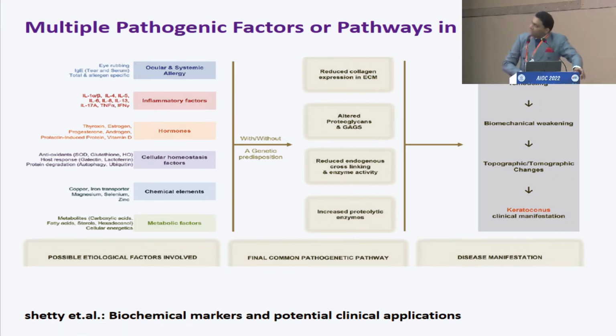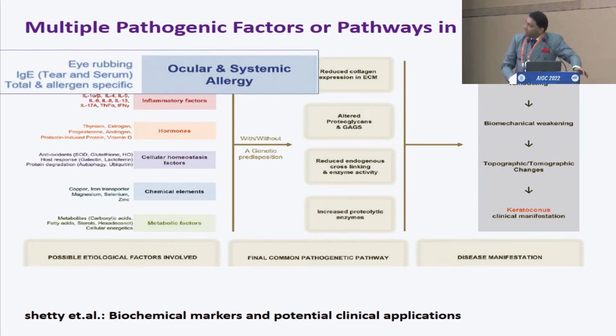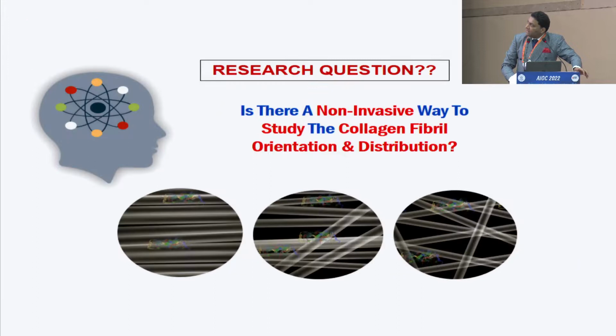And over time, we built a complete list of things, starting with inflammation, hormones, vitamin D, cellular homeostasis, and chemical alterations, like metabolomics and all the metabolic factors, and how they impact the changes in your extracellular matrix and how it can cause keratoconus. This is apart from the genetic and other factors involved. So let's start with the eye allergy.